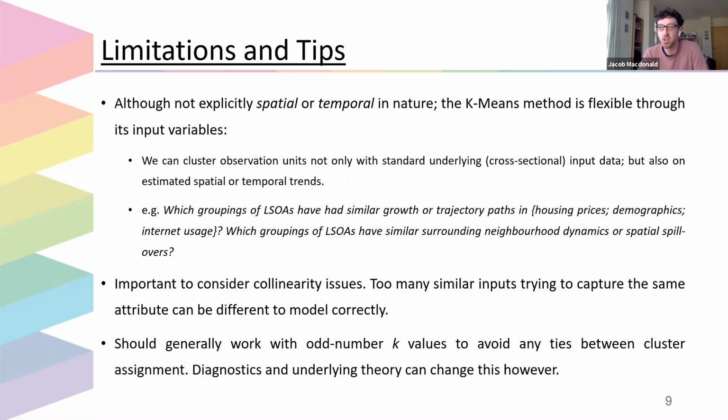So we could look at trajectories of housing prices, demographics, internet usage, for example. How has this changed over time? How has the strength of this relationship changed over space? So we can build this in using our input data.